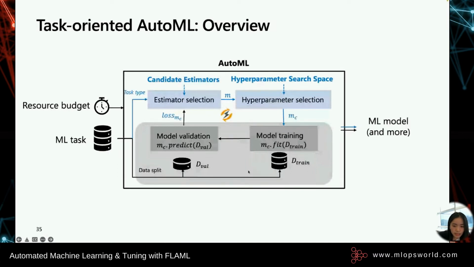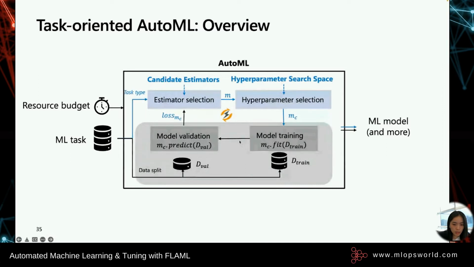Then with the selected estimator and hyperparameter configuration, it trains a model, evaluates the model on the validation dataset, and reports the validation loss. The estimator selection and hyperparameter optimization algorithm will be updated with this latest observation, and presumably they can make better decisions in the next trial.